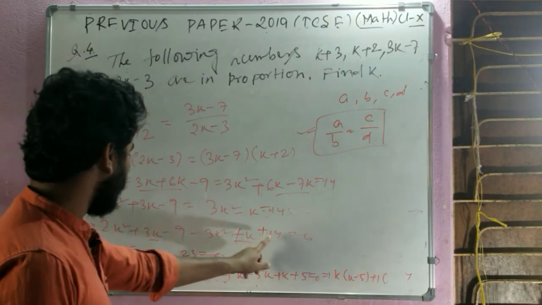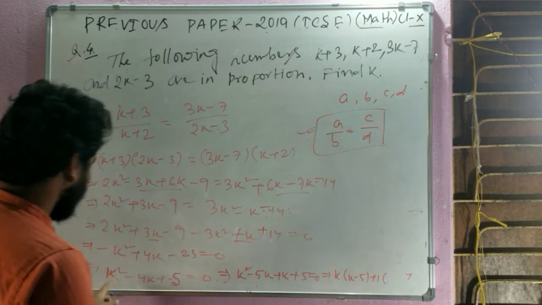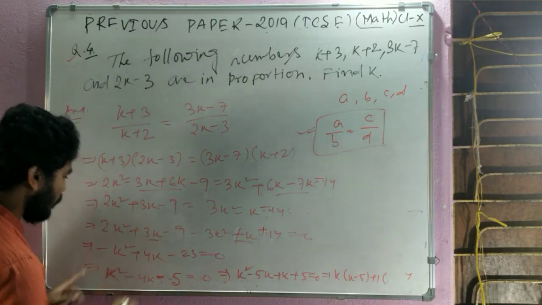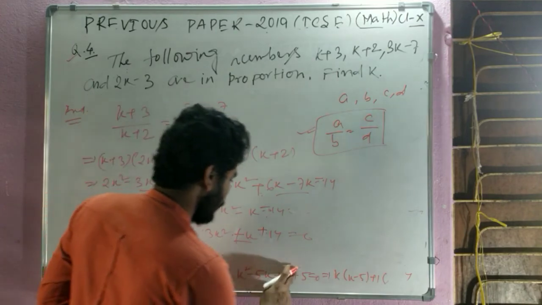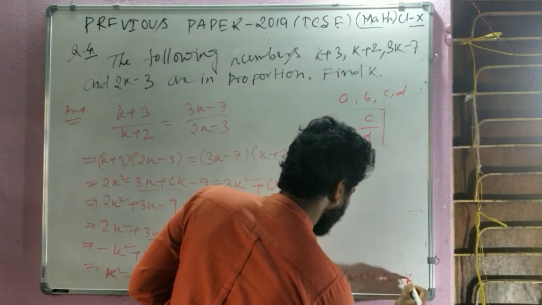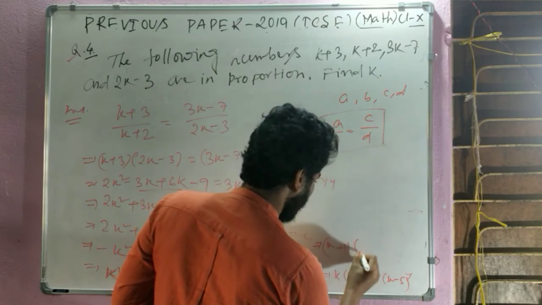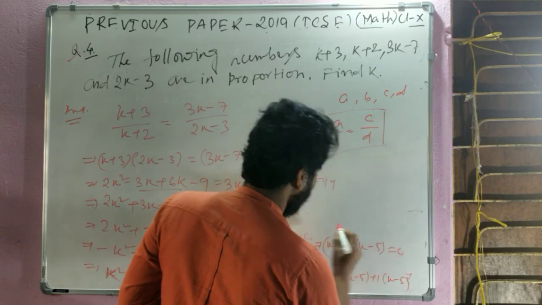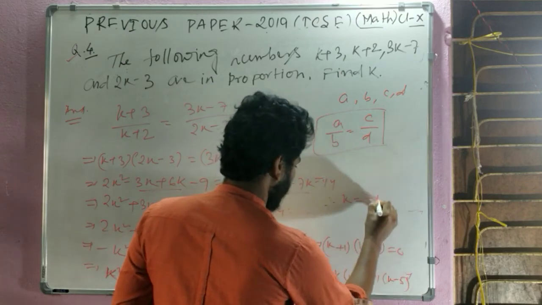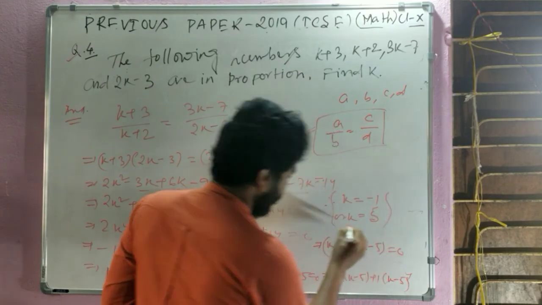Oh sorry, this is the minus 5 because of the multiplication of these terms. So K minus 5 and K plus 1 equal to 0. Therefore K equals minus 1 or K equals 5. This is the final answer.